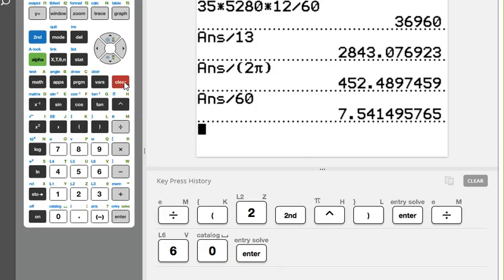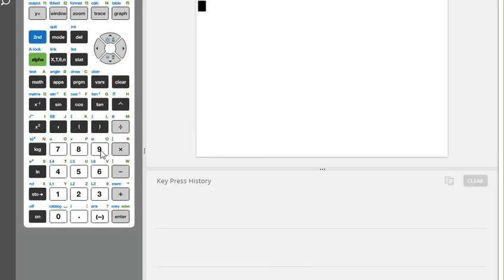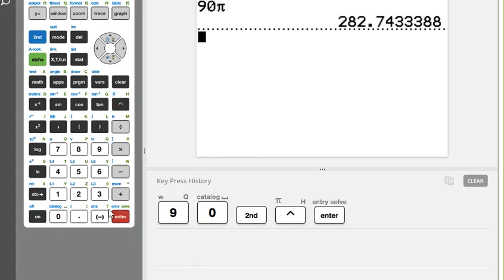Let's clear out all this stuff. So 90 pi is 282.74, and that's going to be inches per second. It doesn't sound terribly fast.